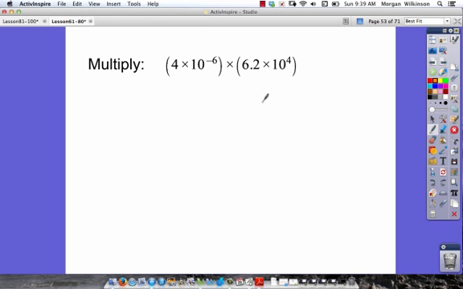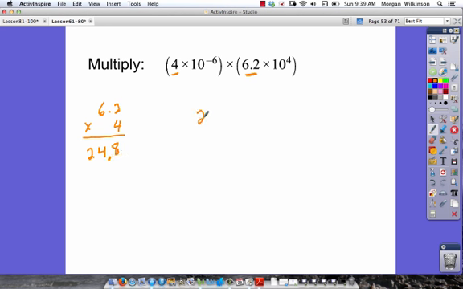Here we've got another one. 4 times 10 to the negative 6th power times 6.2 times 10 to the 4th power. Let's multiply our coefficients. 4 times 6.2. Well, 4 times 2, that's 8. And 6 times 4, that's 24. We've got to move the decimal point over 1, so we bring it back in 1. We get an answer of 24.8.